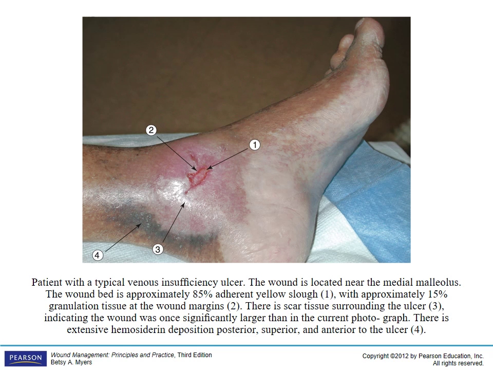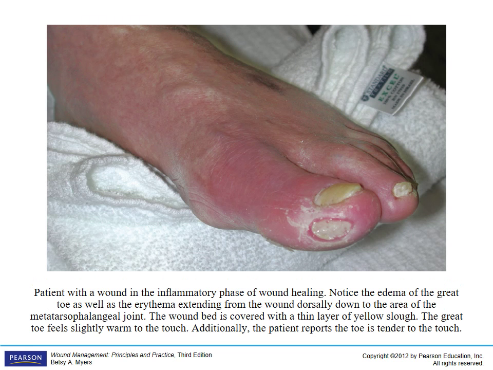Here is a venous insufficiency ulcer. You can see that it's a very irregularly shaped wound. It doesn't have a punched out look. It doesn't have a circular look. It's very irregular.